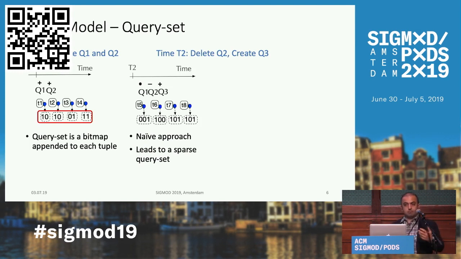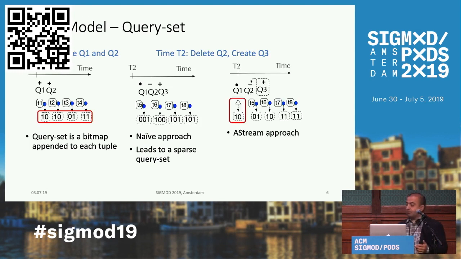And this is one naive approach, and as you might already have seen, this will lead to sparse query sets if we have very fluctuating query workloads.